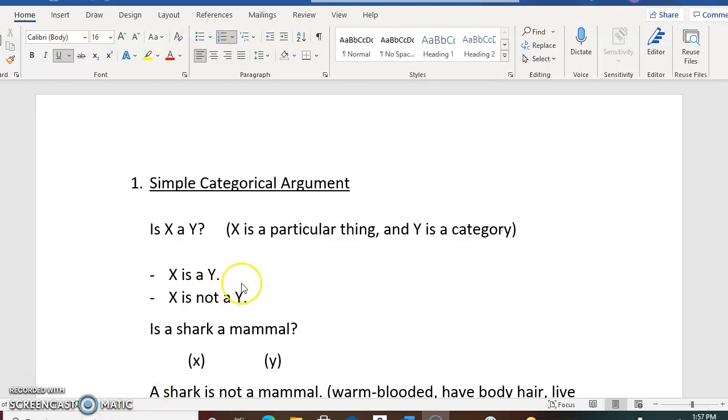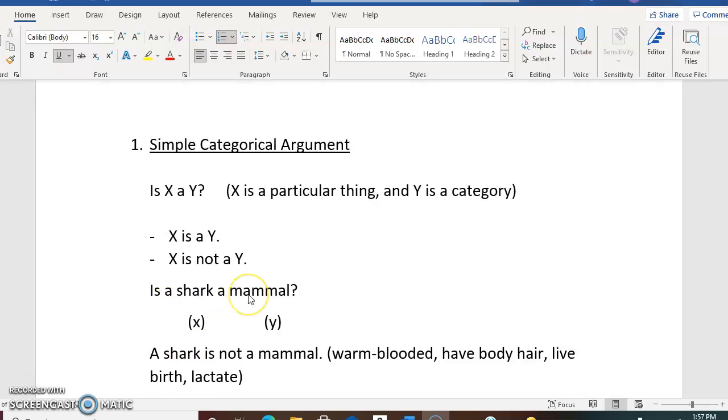Let's get started. The first, oh, by the way, these 6 types of arguments are covered in Ramage and Bean's book, Writing Arguments. So the way that I'm presenting them here is a reflection of how they're presented there. So our first type of argument is a simple categorical argument.